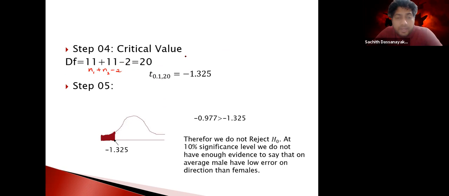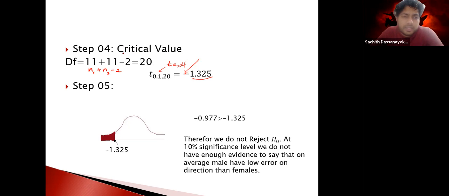So now you can find t, you have to find t alpha comma degree of freedom. It is this one. Alpha is 0.1, degree of freedom is 20. Go to the t table and find the value that belongs to t 0.1 comma 20. That value is 1.325. This side is a negative value because it is a left tail test.